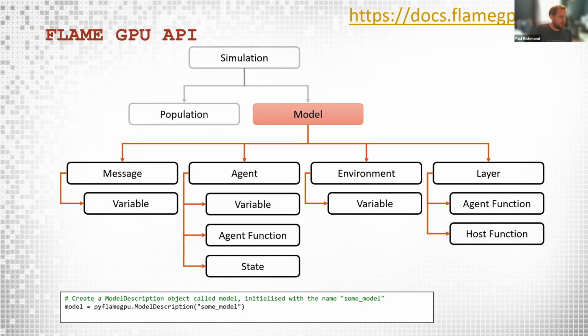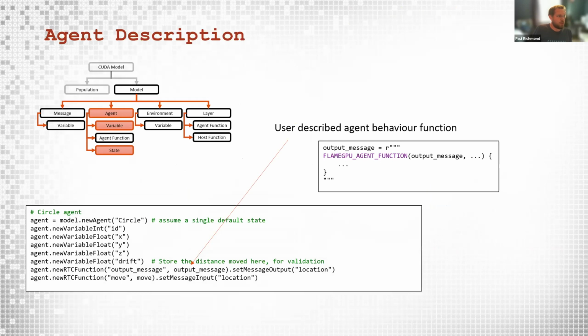So the first thing to do is obviously create a model. By using the PyFlame GPU Python package, you can create a model. You give it some name. The name is not particularly important. From that model object, we can then start to add new things to the model.